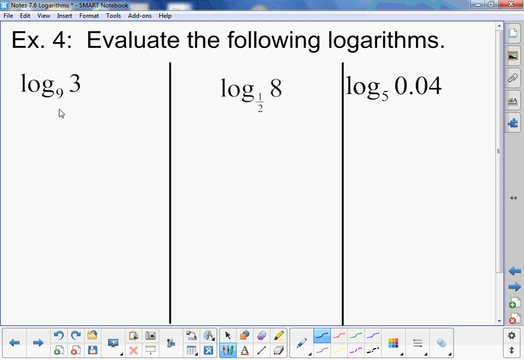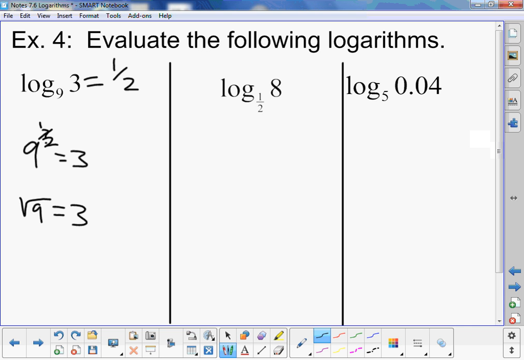So this one gets smaller. What you should be thinking is 9 to what power equals 3? Now I know that there are fractional powers, and I know the square root of 9 is equal to 3, and the square root of 9 is the same thing as a 1/2 power. So it must be 1/2.